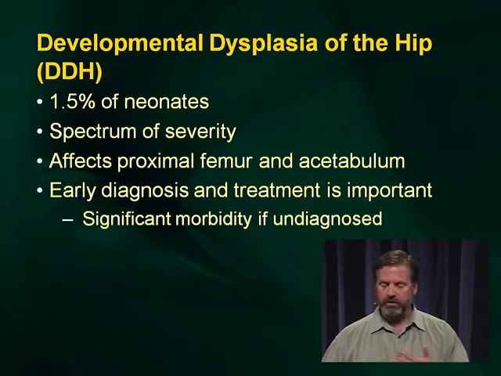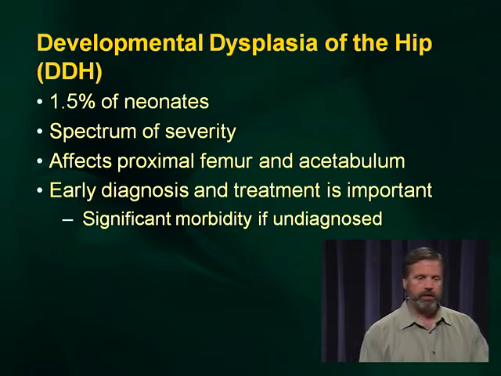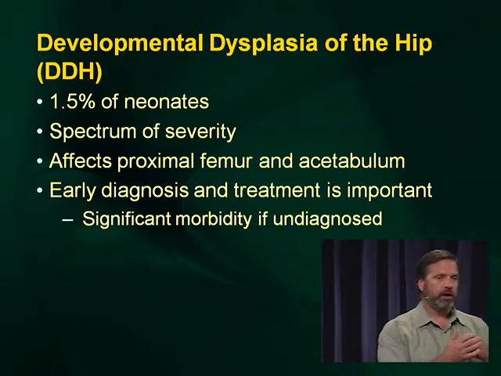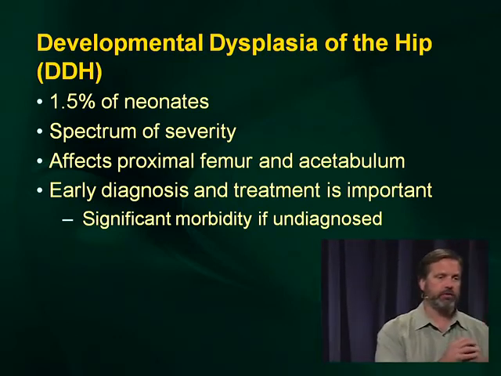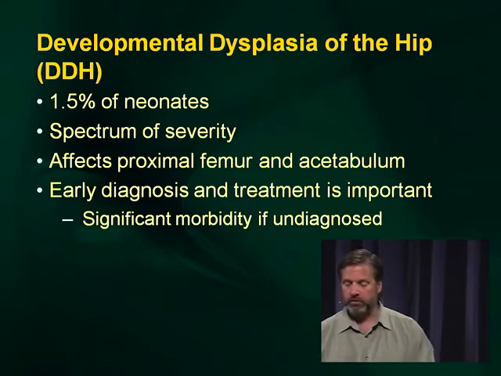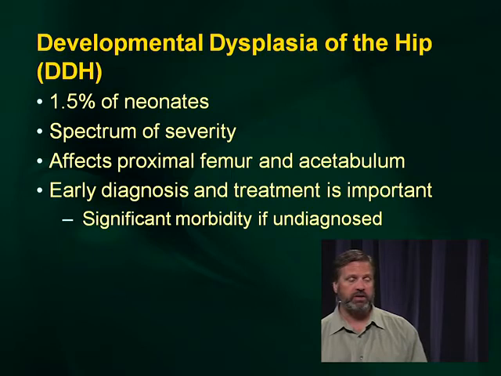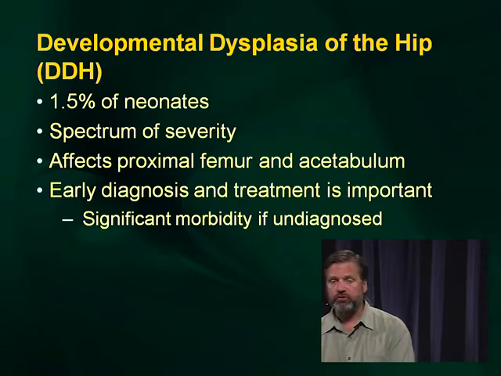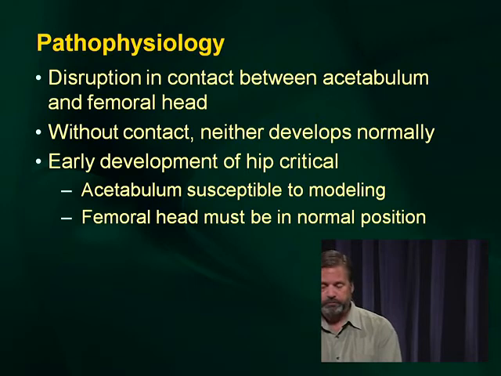The problem is that the disease affects the proximal femur and acetabulum. And the real problem is that the acetabulum does not have contact with the femoral head. So early diagnosis and treatment is important. In fact, there are some that believe that the large amount of adult osteoarthritis that exists may be partially the result of undiagnosed hip dysplasia in newborns.